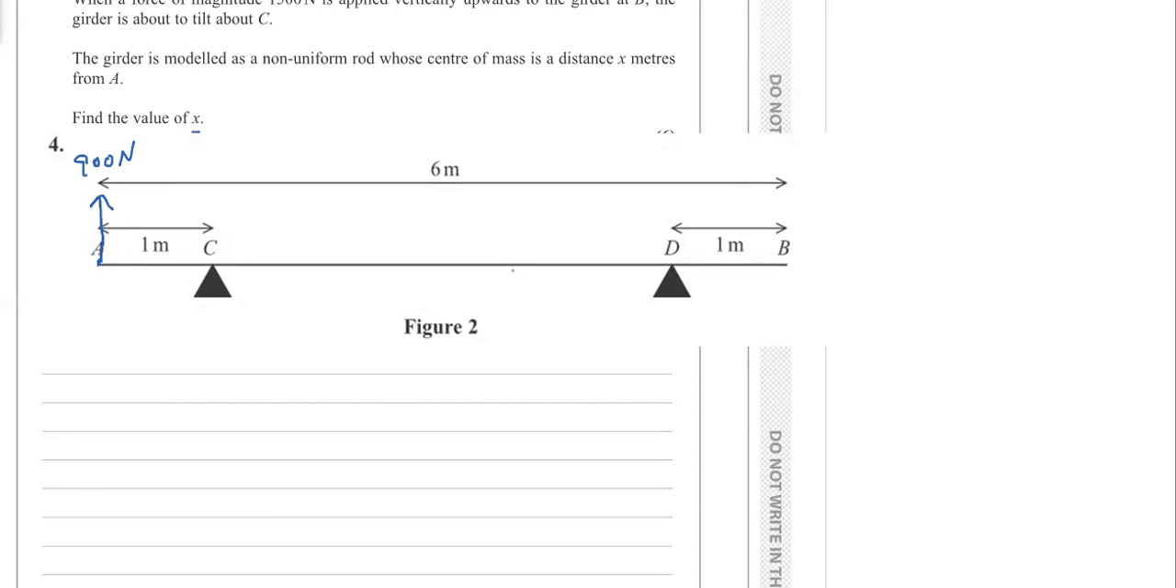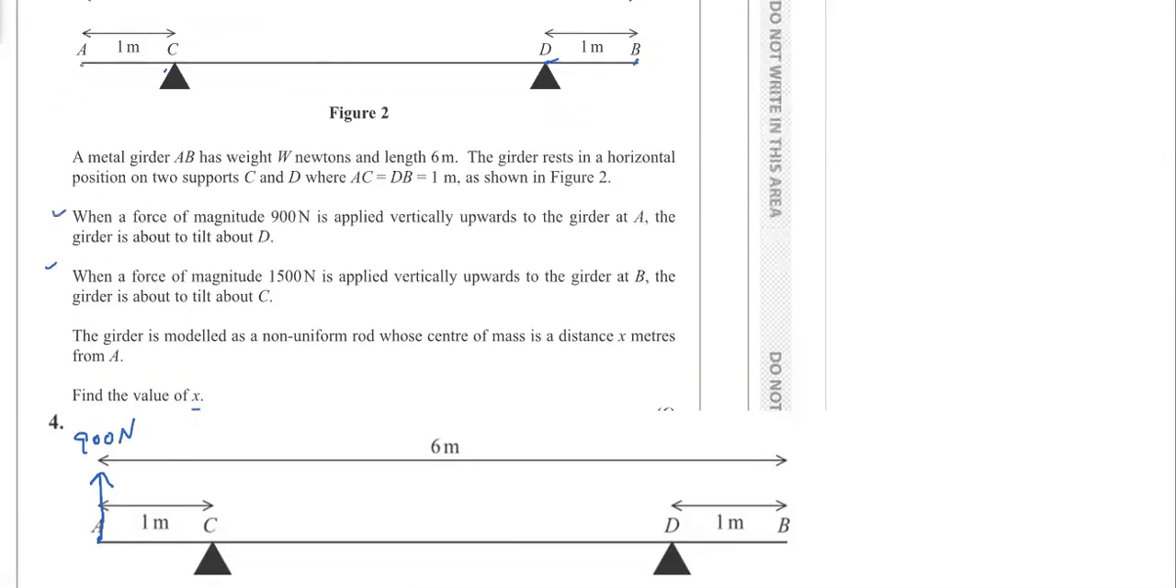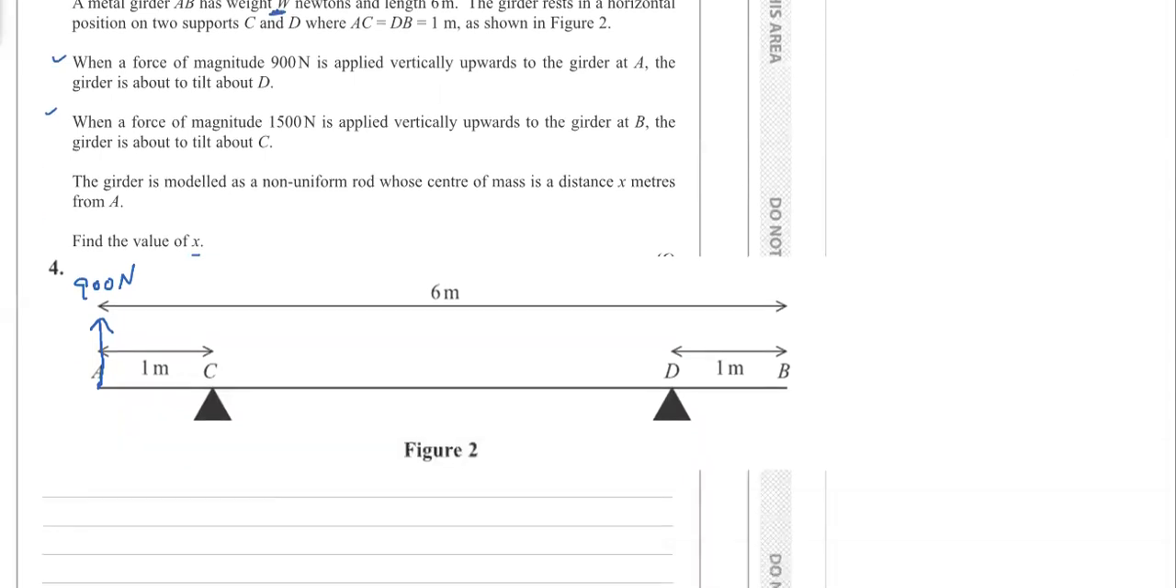If it has a mass m, or let's see if any information about the mass of the rod is given. Yes, the weight of the rod is given, W newtons. So I will take the weight of the rod. Let's suppose it's acting at a distance of, this is W newton acting at a distance of x meter from A.